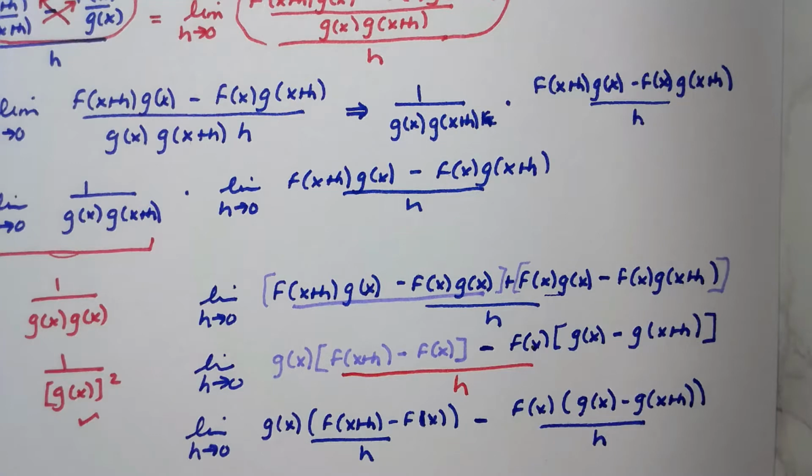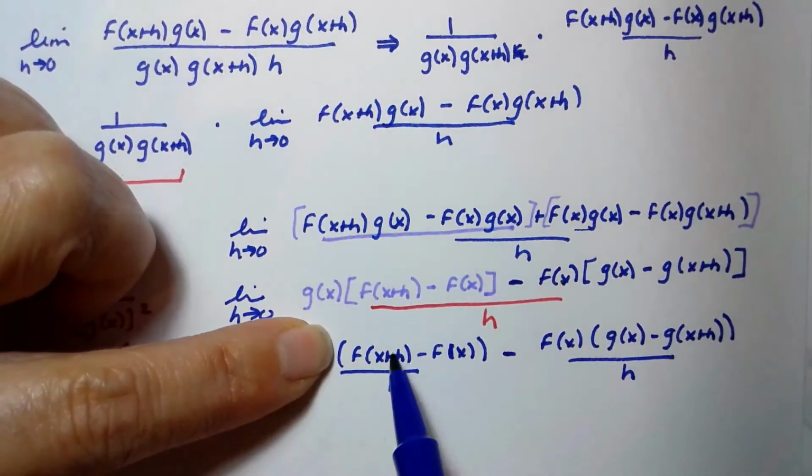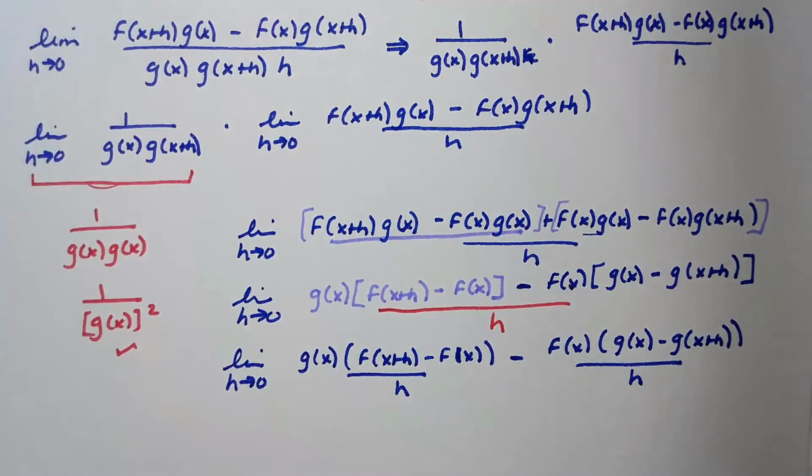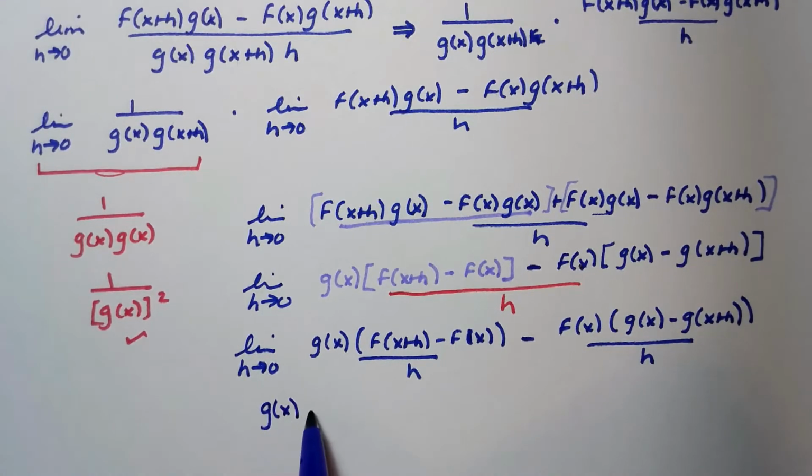I hope that you're following that. So at this point here, I can do something kind of nifty with this. What I can say is that I know that this is the limit of the difference quotient, right? So I'm going to pull this g of x out because it's a constant multiple times the limit as h approaches 0 of f of x plus h minus f of x over h.